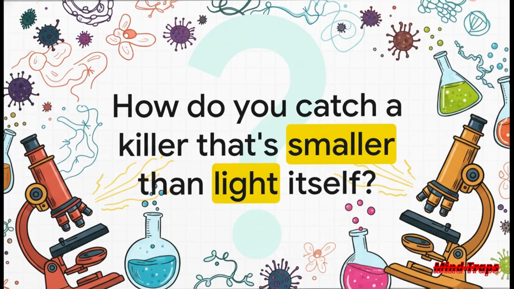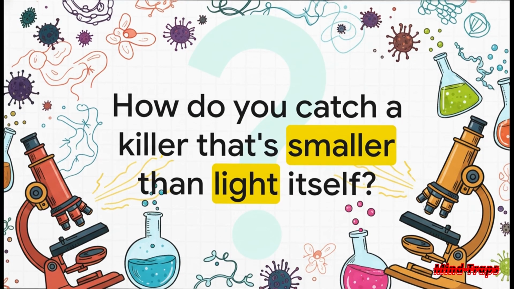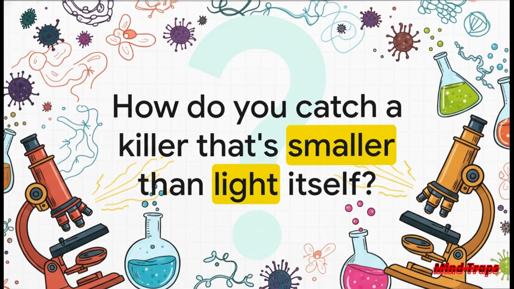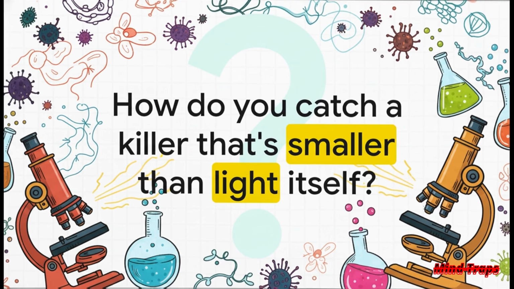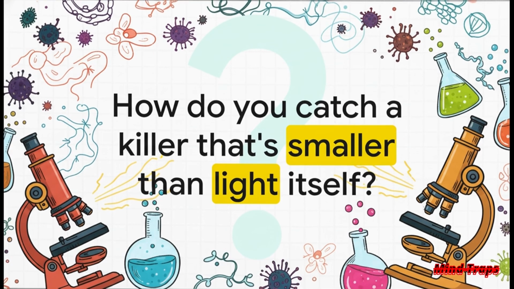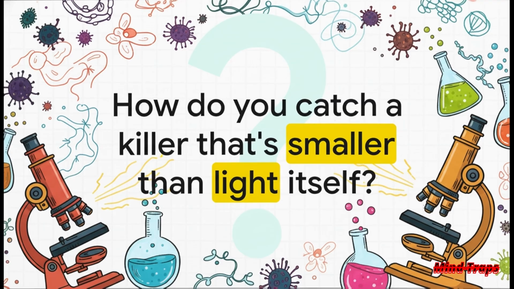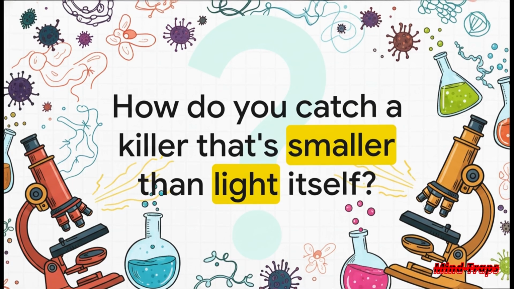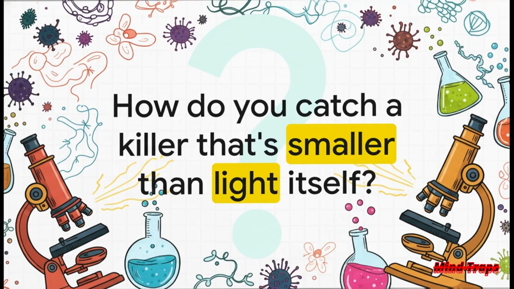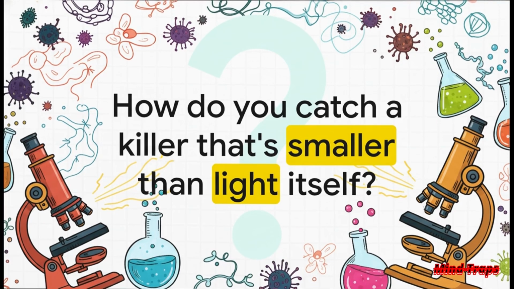So how do you catch a killer that's smaller than light itself? I mean, that was the central challenge, right? You have to remember, back in the late 19th century, scientists were feeling pretty good about themselves. They were confident they had basically cracked the code of disease. But what they were about to do was start hunting for a true phantom, a culprit so impossibly small it literally lived in the shadows, way beyond the reach of their most powerful tools.